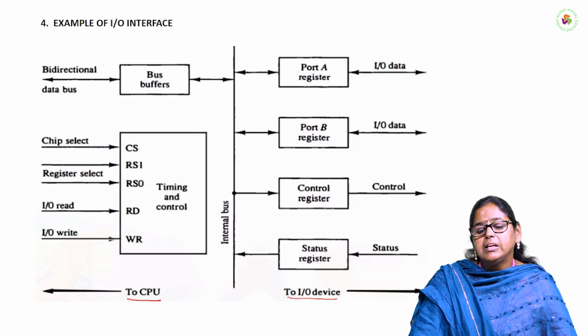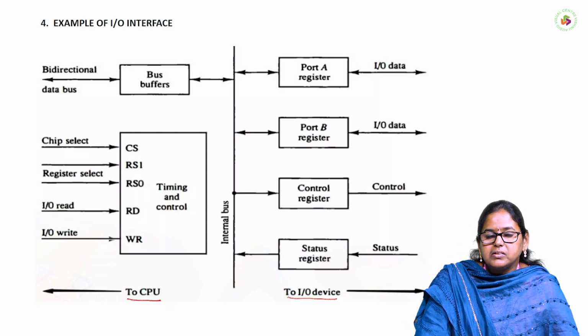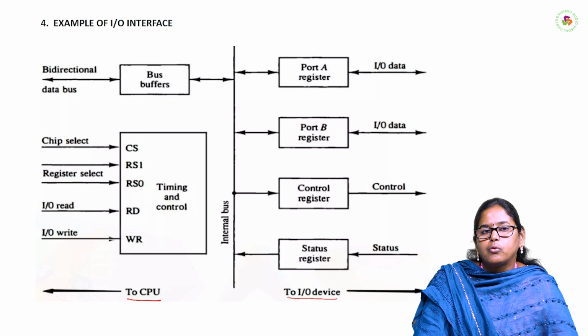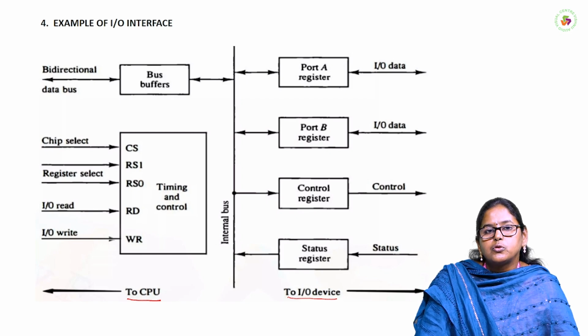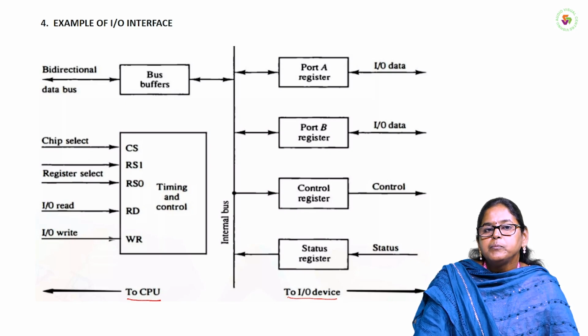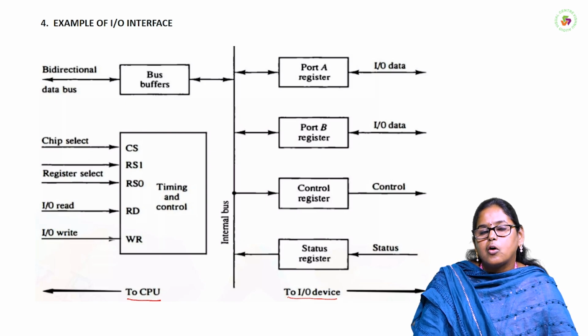And here we have four registers: port A register, port B register, control register and status register. Port A register and port B register are especially used for storing the data. Data may be coming from the input devices like keyboard, mouse, and data needs to be sent to the output devices like monitors or printers. So port A and port B will be used for storing the data. Usually port A register will be used for storing the data which comes from the input devices, and port B register will usually be used for storing the data which needs to be sent to the output devices.